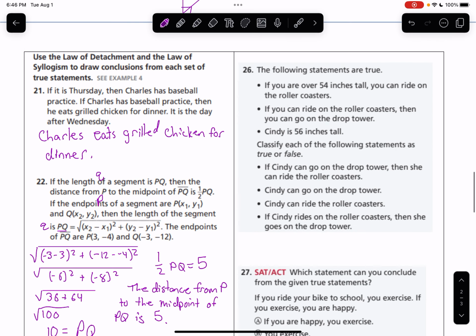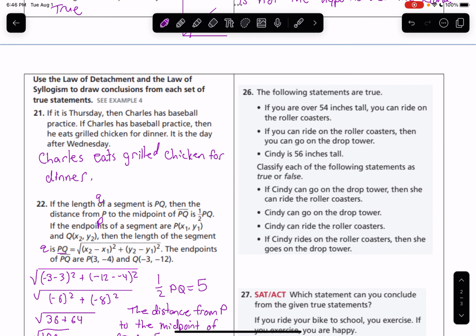All right, 2 more. The following statements are true. If you are over 54 inches tall, you can ride on the roller coasters. If you can ride on the roller coasters, then you can go on the drop tower. Cindy is 56 inches tall. Classify the following statements as true or false.